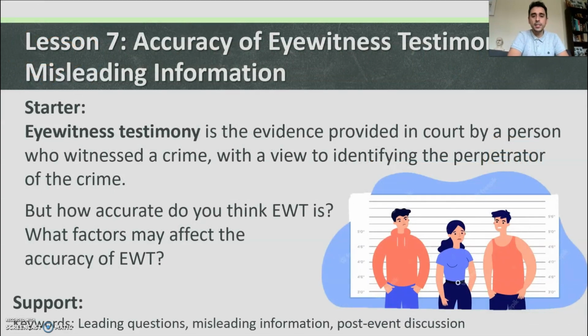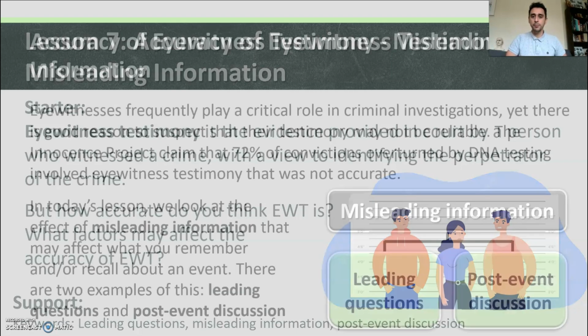Starter. Eyewitness testimony is the evidence provided in a court by a person who witnessed a crime with a view to identifying the perpetrator of a crime. But how accurate do you think eyewitness testimony is? What factors may affect the accuracy of eyewitness testimony? That's what we're going to look at today.